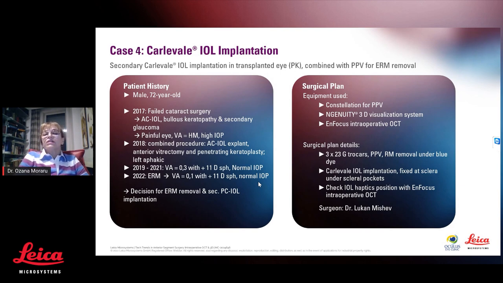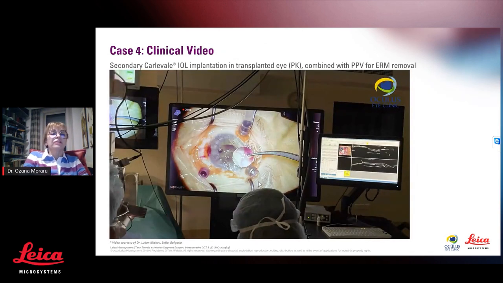And then he implanted a Carlevale IOL, fixed to the sclera under scleral pockets, and we use the EnFocus OCT not only for checking the macula, but also for checking the correct position of the haptics of this Carlevale IOL. So this is the lens. You can see it in the picture at the beginning of the video.